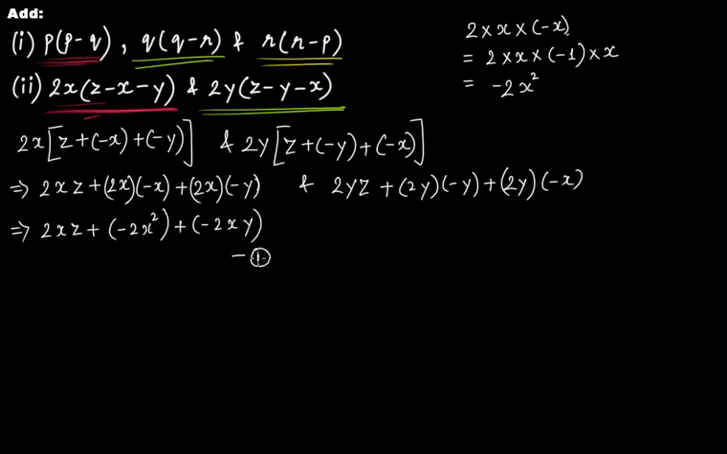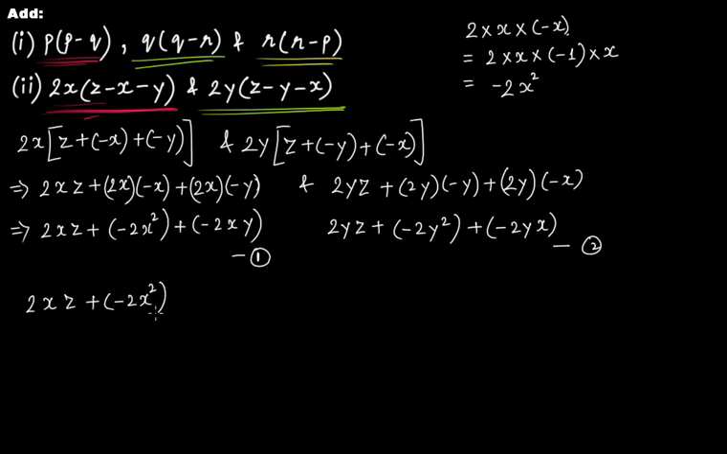So this is our first algebraic expression. We have simplified it. Now let's deal with this one. 2yz plus, in the same way, this will become minus 2y squared, and then this is plus minus 2yx. Now this is the second algebraic expression. If you add these two expressions together, you have 2xz plus minus 2x squared plus minus 2xy plus 2yz plus minus 2y squared plus minus 2yx.